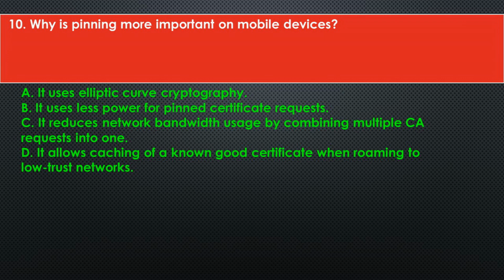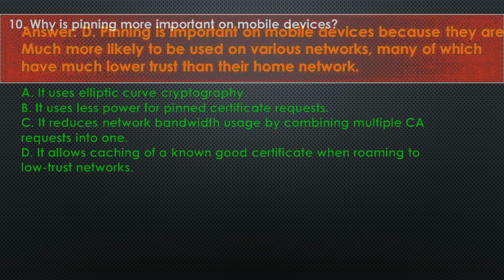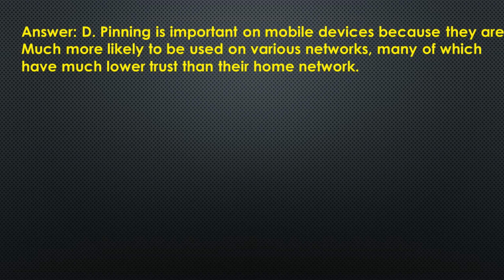A. It uses elliptic curve cryptography. B. It uses less power for pinned certificate requests. C. It reduces network bandwidth usage by combining multiple CA requests into one. D. It allows caching of a known good certificate when roaming to low-trust networks. Answer, D. Pinning is important on mobile devices because they are much more likely to be used on various networks, many of which have much lower trust than their home network.